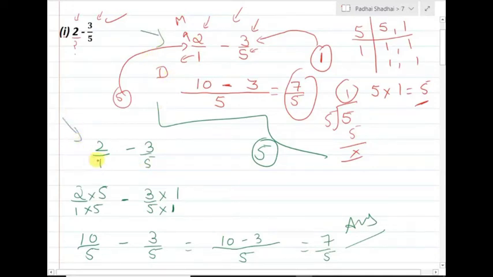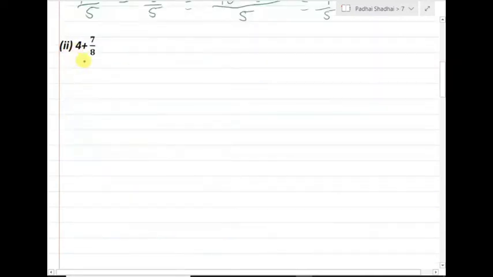Okay, these are the two methods, but we will do it by LCM only. Next question, 4 plus 7 by 8. Now nothing is there in the denominator, so we will put 1 there. Now taking the LCM of 1 and 8, we need to take the LCM of 1 and 8.